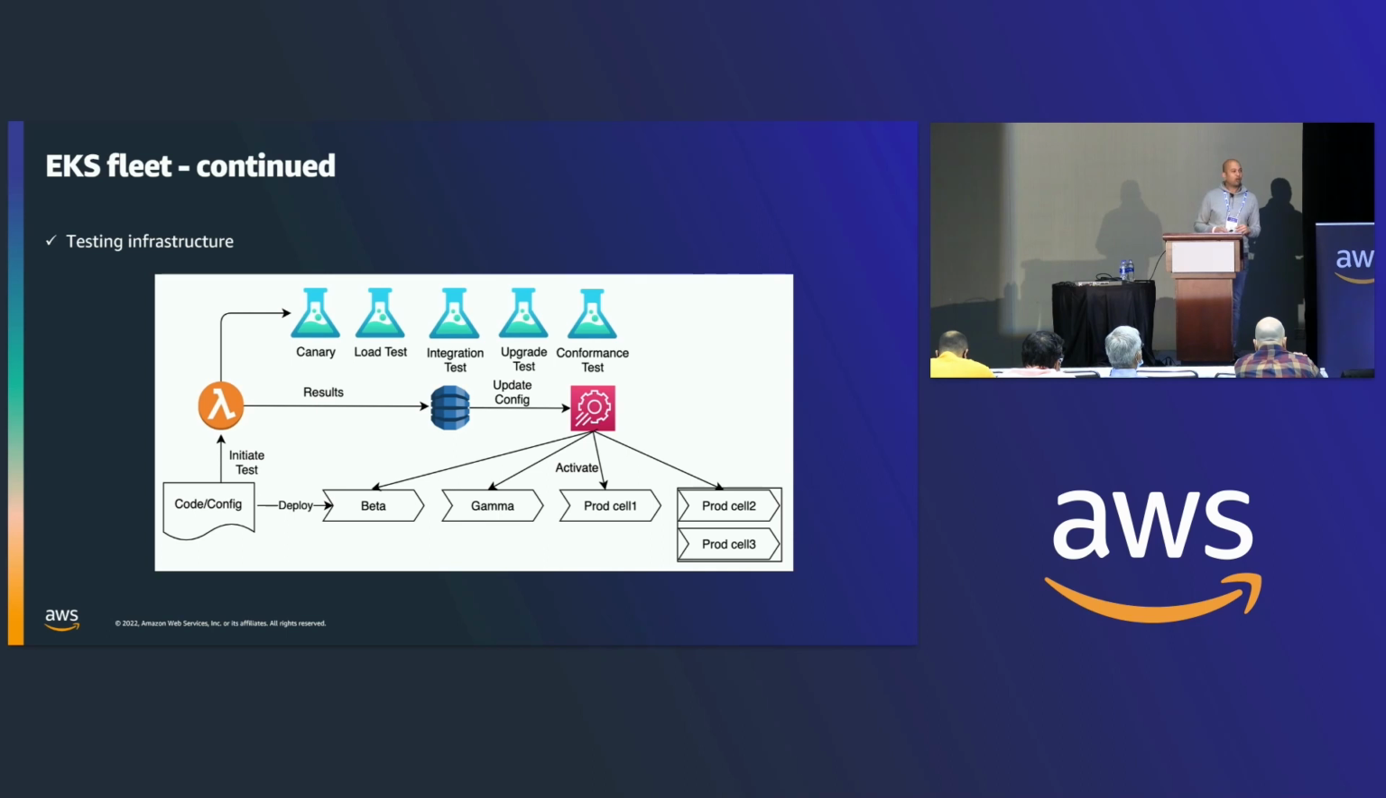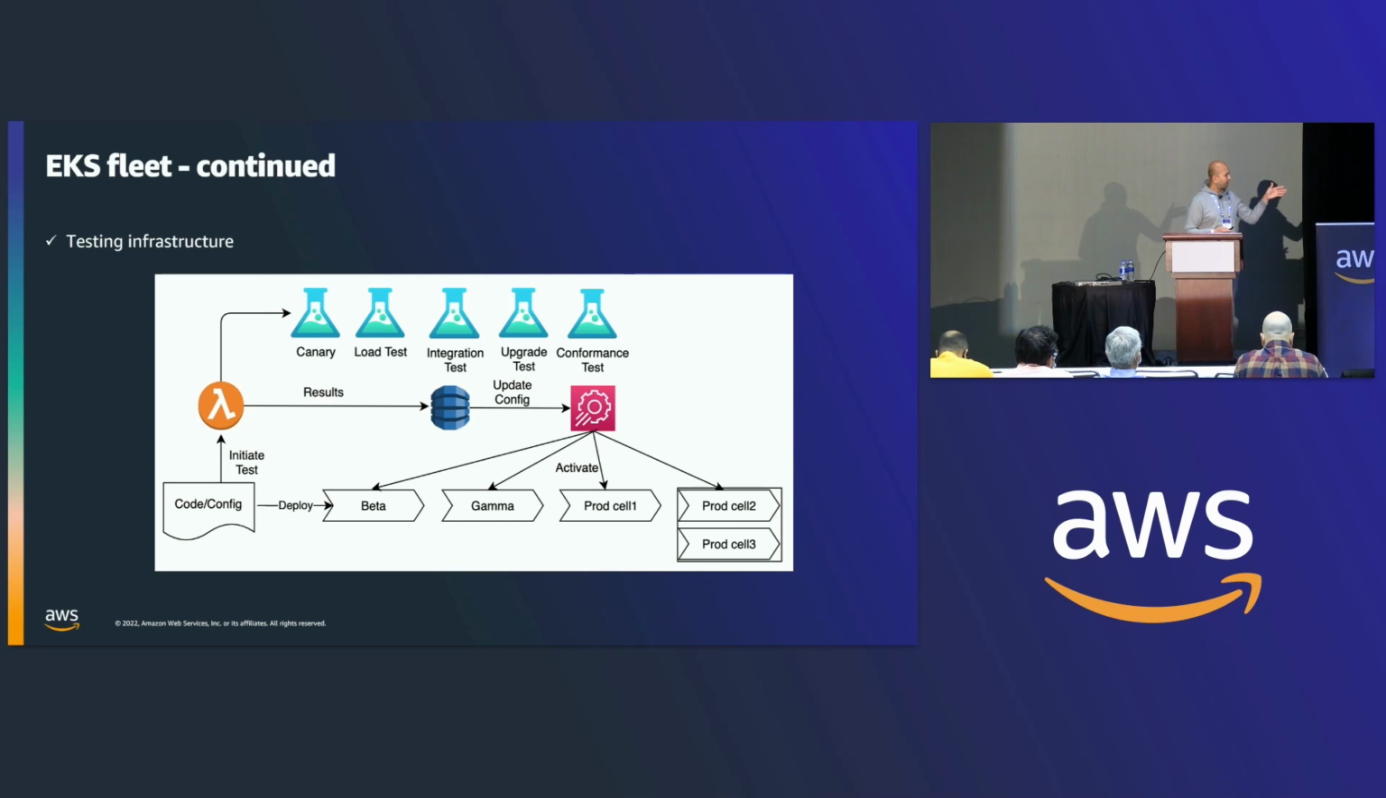Now, deploying software is one thing, but how do we make sure that this software is actually bug-free? There's no problems. For that matter, EKS runs a barrage of tests. Every time, as part of writing code, there are unit tests and integration tests that go on with the code, but after deployment also, EKS runs a battery of tests. Those tests are called Canary tests, load tests, integration tests, upgrade tests, conformance tests, and many more.